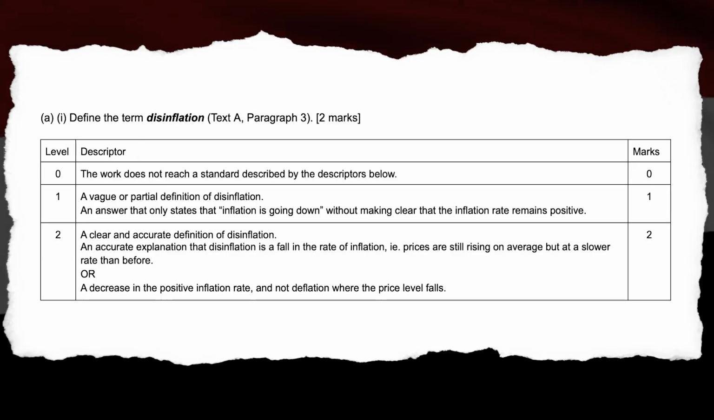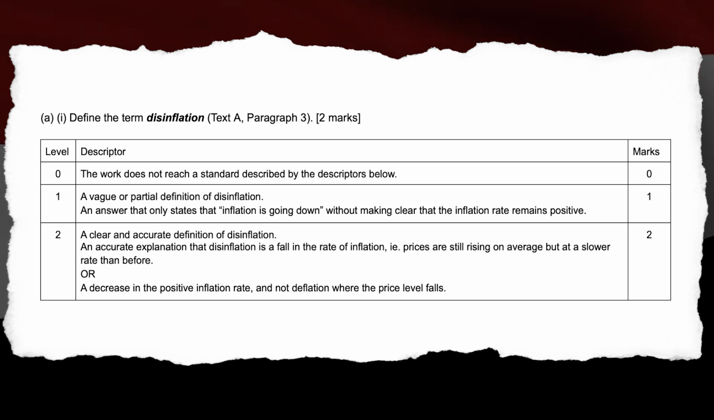Yemen. A1. Define the term disinflation. Text A, paragraph 3. 2 marks. Level 1. A vague or partial definition of disinflation. An answer that only states that inflation is going down without making clear that the inflation rate remains positive. 1 mark. Level 2. A clear and accurate definition of disinflation.